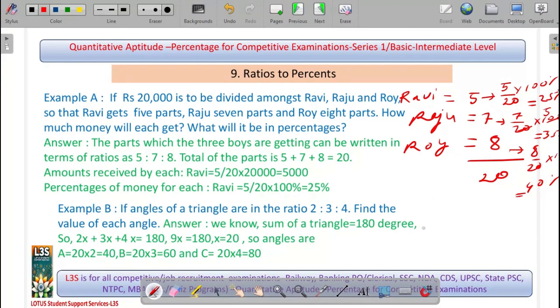And how much amount will Ravi get now? 25% of total. Total is 20,000. So 20 cancels, 200. So this will be 25 into 200 is equal to 5,000. So 5,000 will be got by Ravi, and so on. Similarly, you can find out how much Raju will get and how much Roy will get.